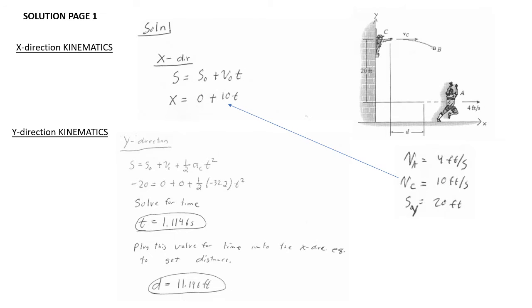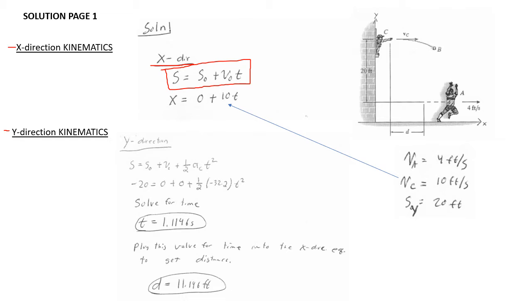As we begin our solution here, we want to break things down in terms of our X and Y components. If we're looking at just our X direction here, we can start with our general kinematic equation that S is equal to S naught plus V naught T. So position is equal to your initial position plus your initial velocity times time. And again, this is in the X direction here.